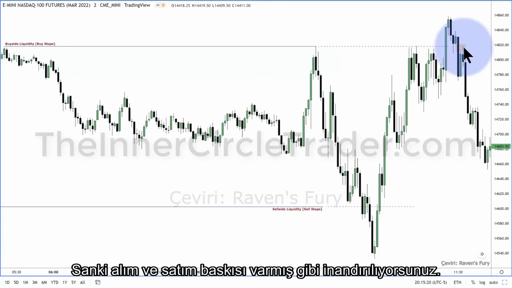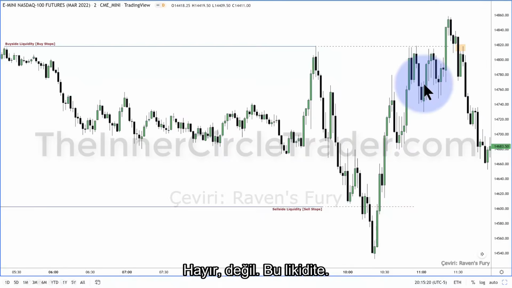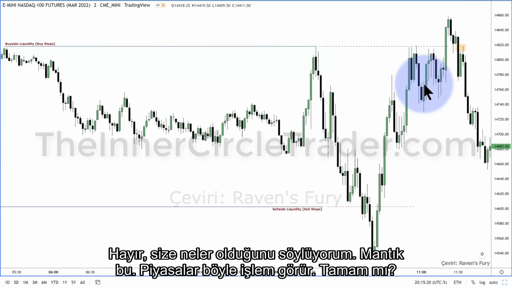You're led to believe it's buying and selling pressure. Now, if I go back and use that analogy where it went down here first, then go up here, some of you may argue, see, that's the buying and selling pressure. No, it's not. It's liquidity. Now, you may argue and say, well, we're arguing semantics. No, I'm telling you what's going on. This is the logic. This is how these markets book, okay?